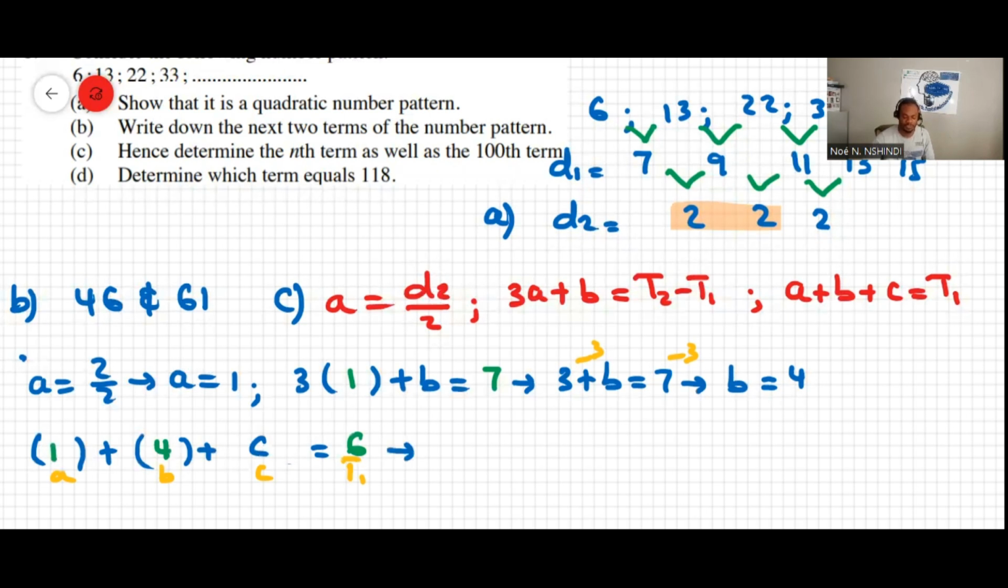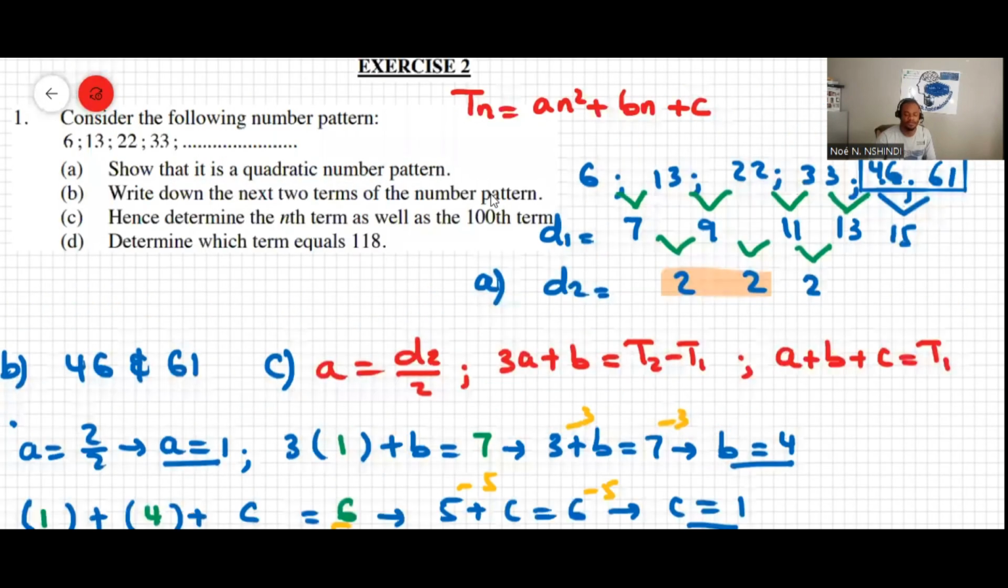So this makes 1 plus 4 is just 5, plus C equals 6. If I need to get a minus 5 here, a minus 5 there, to get the value of C, that makes C equal to 1. So now we have A, we have B, and then we have C. We can write our nth term, which is Tn equal to an squared plus Bn plus C.